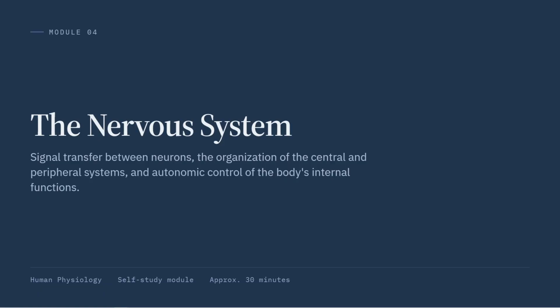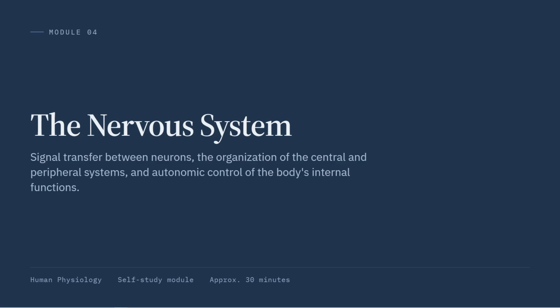And honestly, this is one of the most satisfying topics in all of physiology because it connects two very different scales. On the small scale, we'll look at how a single neuron passes a message to the next one across a tiny gap. On the large scale, we'll zoom out to see how billions of neurons are organized into a brain, a spinal cord, and the nerves threading through your entire body.